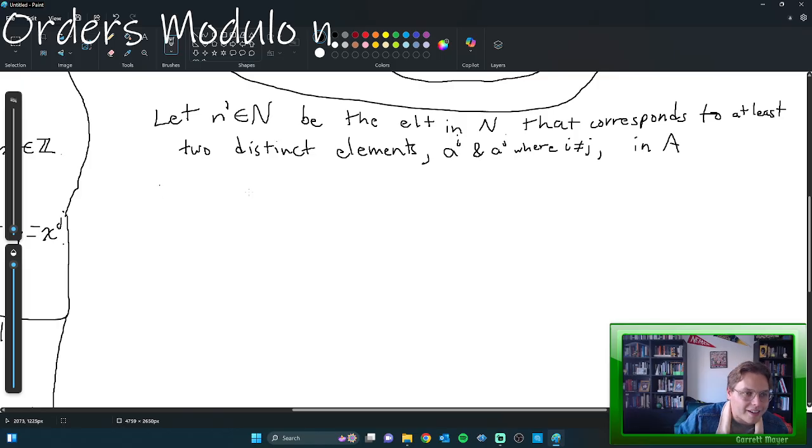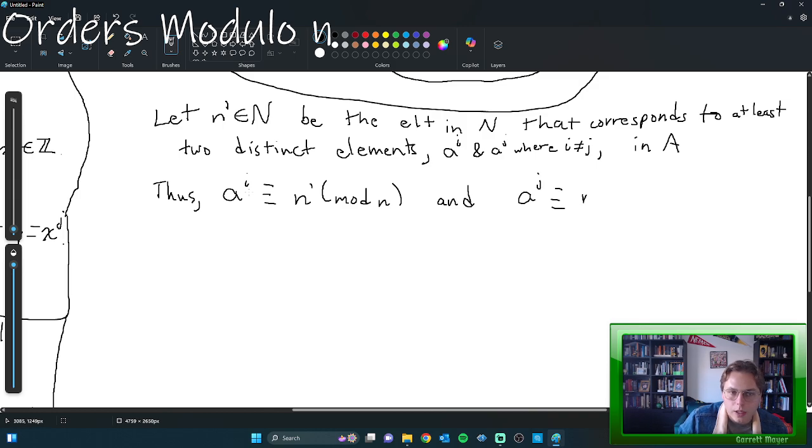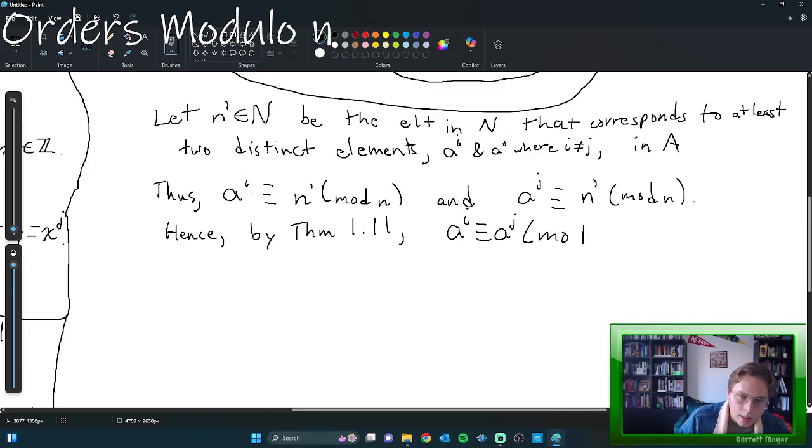And I'll just write that out now. Thus, a to the power of i is congruent to n prime modulo n, and a to the power of j is congruent to n prime modulo n. Hence, by theorem 1.11, a to the power of i is congruent to a to the power of j modulo n.